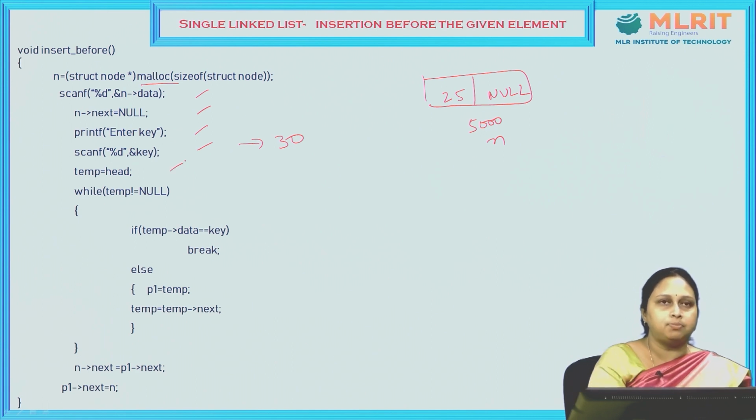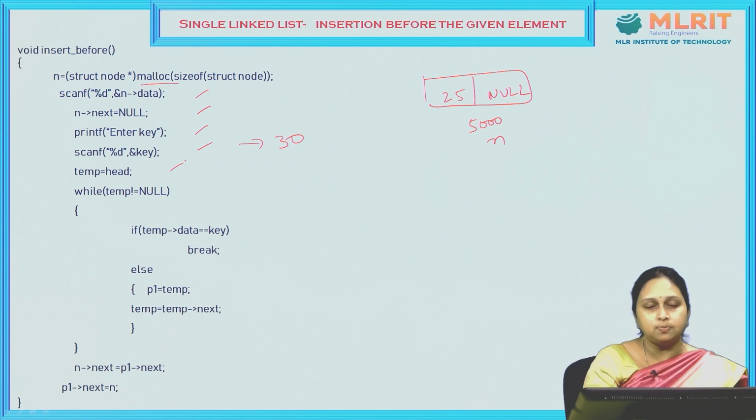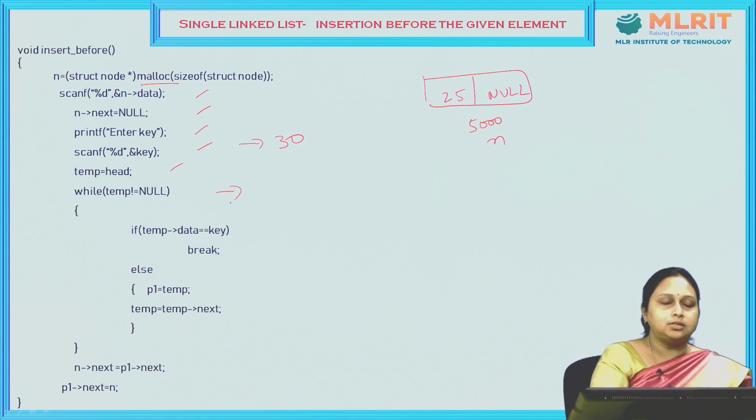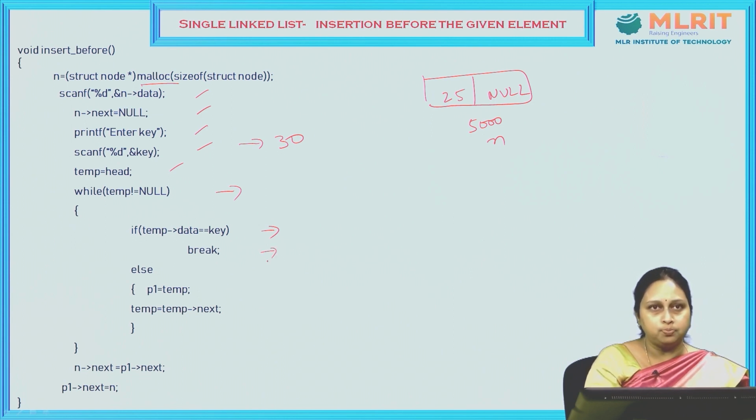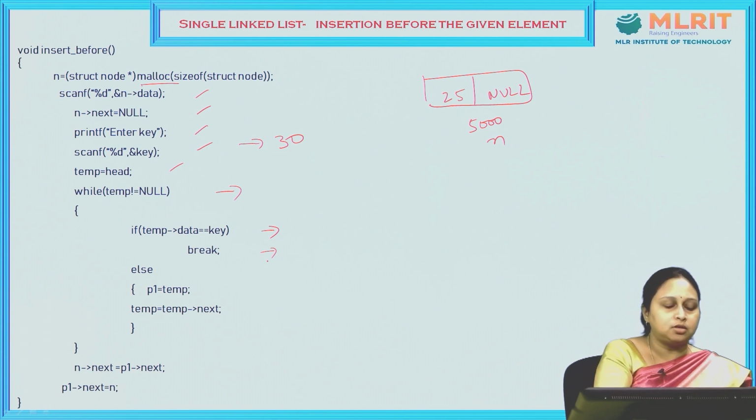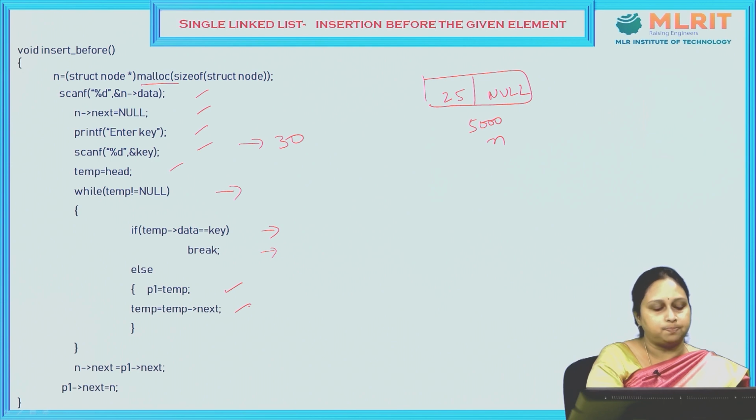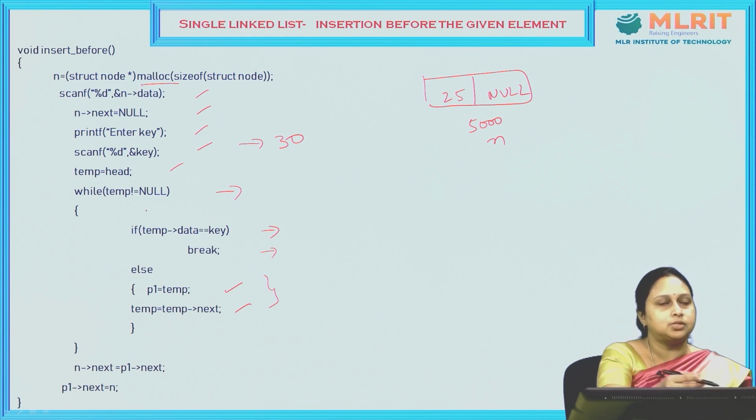Now initialize temp equal to head, where we are going to use the temp value for traversing through head and last. Now iterate the loop until temp reaches the null value. In between, when I reach the key value, I will be breaking out from the loop, and based on that the following statements are executed. If the key value is not found, what we are going to do? We are going to assign P1 equal to temp, and temp will be moving to the next location. This is done until your key value is found and temp is not equal to null.